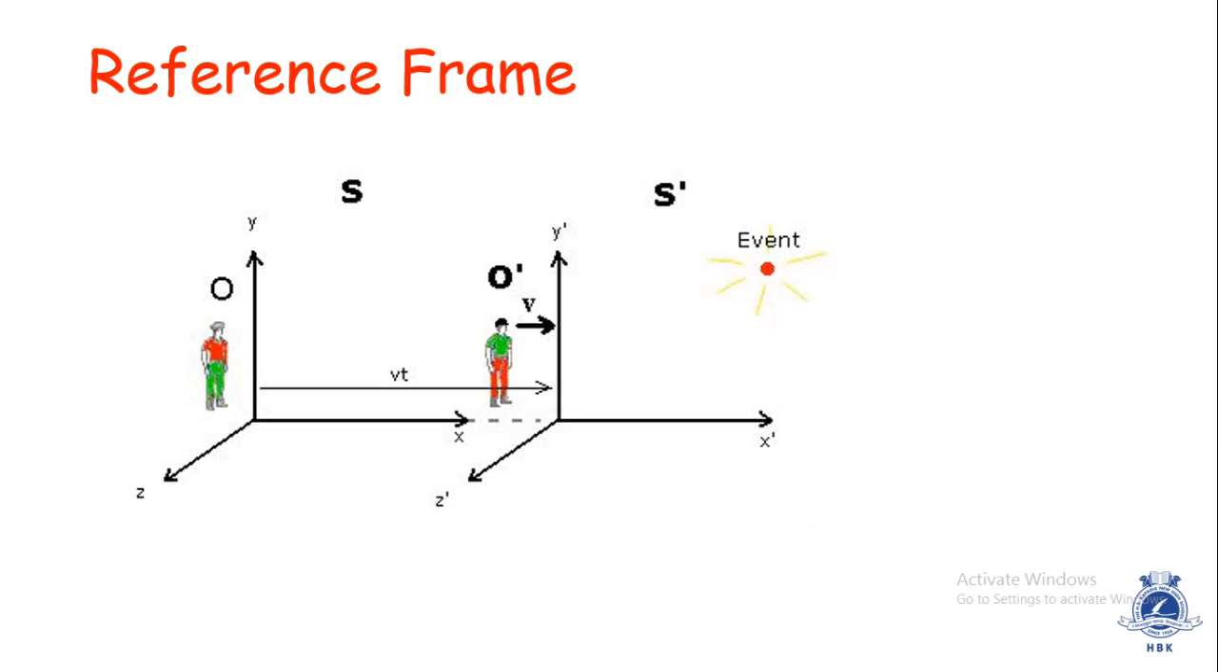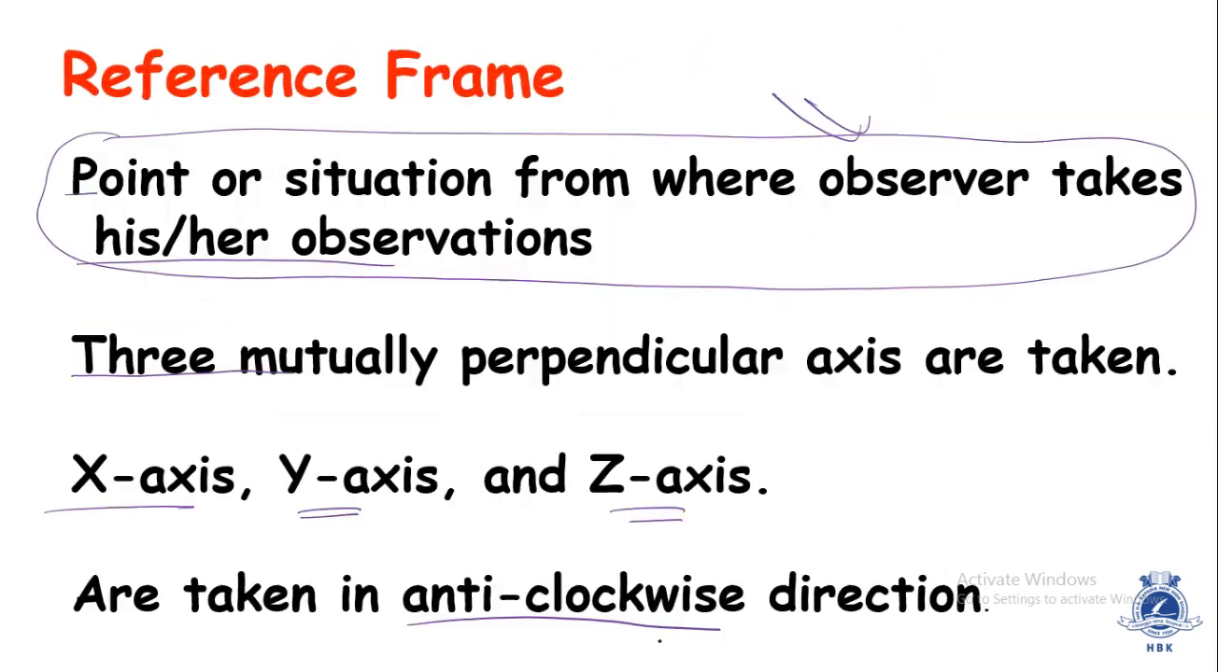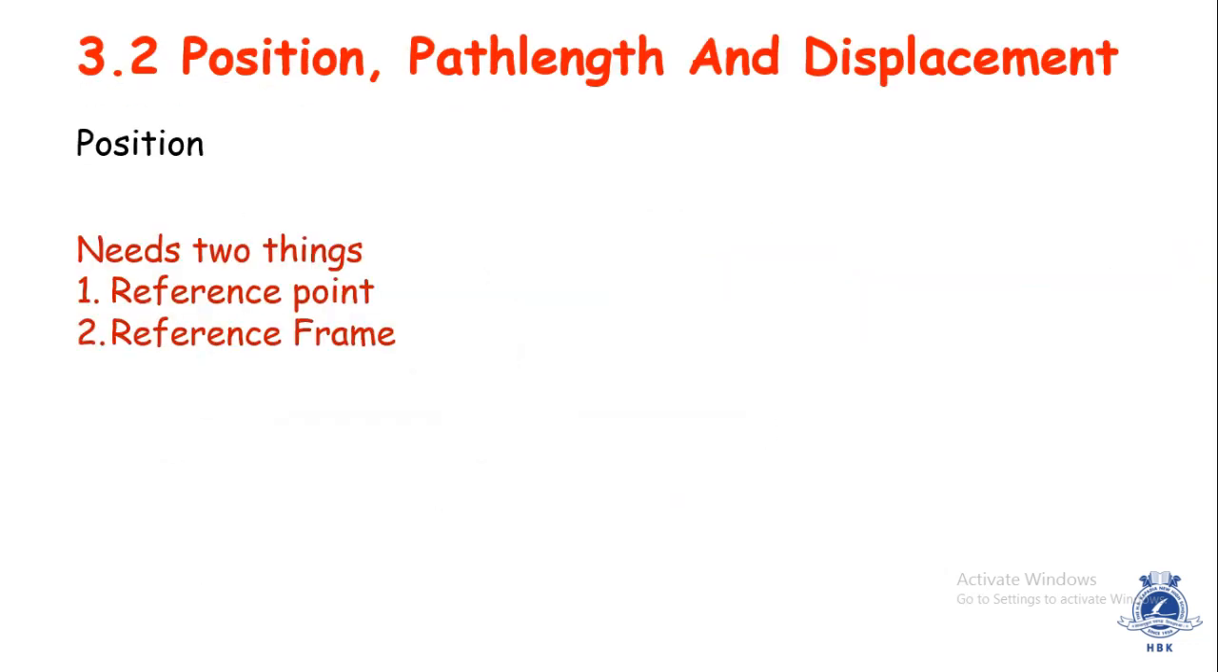You can also take another example. When you are watching the sun, actually the sun is stationary and our earth is rotating, but we feel as if the sun is moving. So basically we are on the earth and we have our own reference frame, and according to our own reference frame the sun is moving, but actually it's not moving. So what is a reference frame? It is a point or situation from where the observer takes his observation. Remember this definition forever.